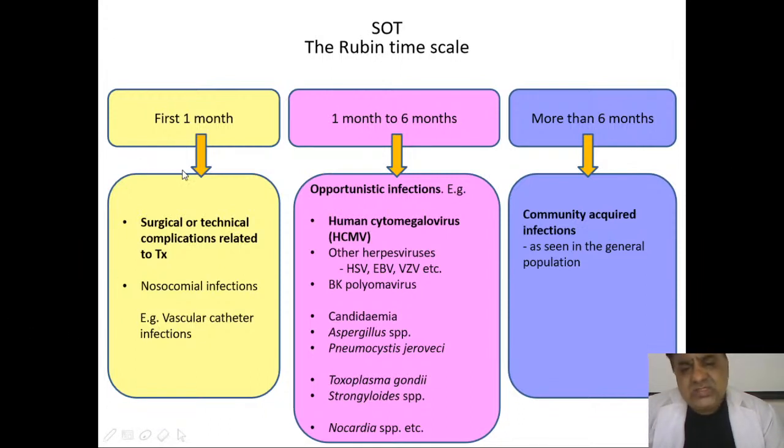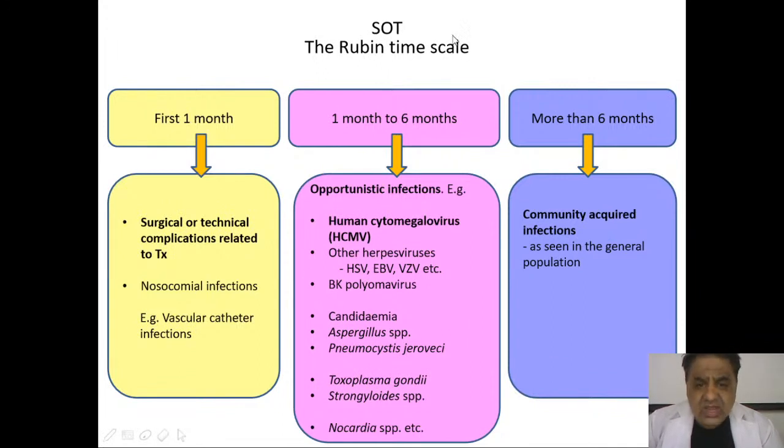Now, in the first month, what do you expect after a transplantation? It's usually surgical complications, technical complications related to the transplant, or nosocomial infections, hospital-acquired infections like staphylococcus, infections of the wound site, etc. Or a vascular catheter infection. So, these are usual complications which happen in any surgery, or are complications associated with any procedure, right? But the main thing is this intermediate period, 1 month to 6 months, that is month 2, 3, 4, 5, and 6. So in these 5 months, opportunistic infections are the most common source of problem and morbidity and mortality in these solid organ transplant patients.